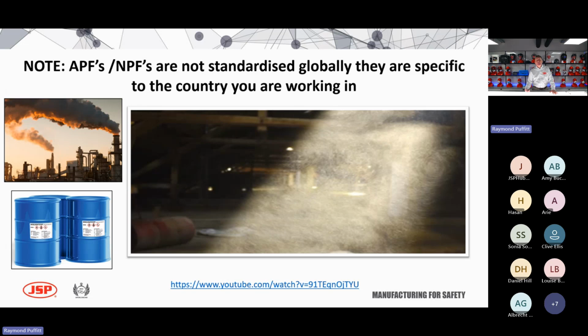As I've said in previous graphics, the NPS and APS are not standard in other countries, and I'm only going to talk about the UK that I am currently working in. And we'll see a short graphic in a moment to explain everything.